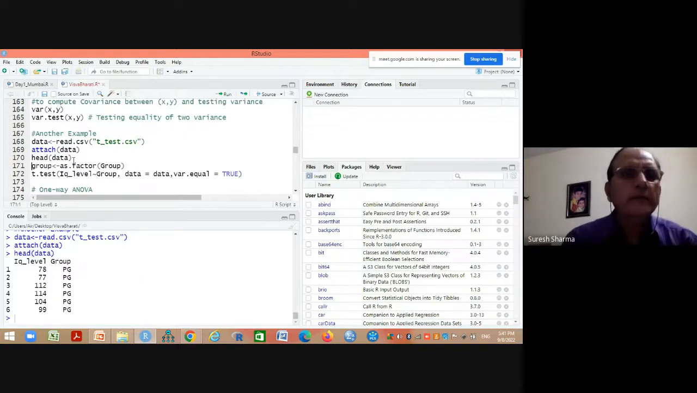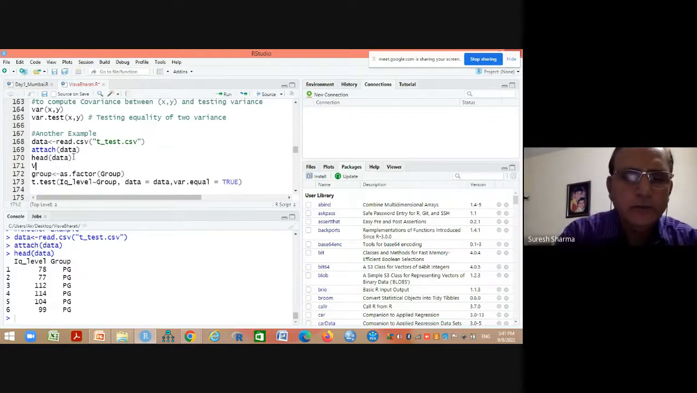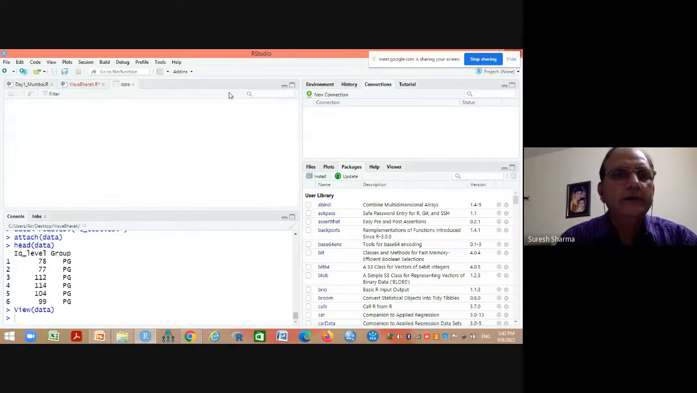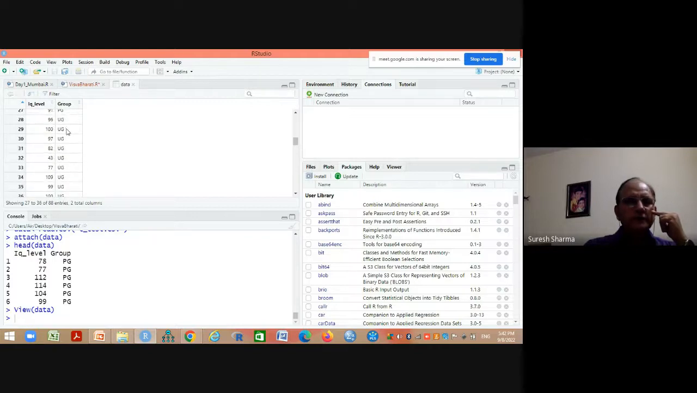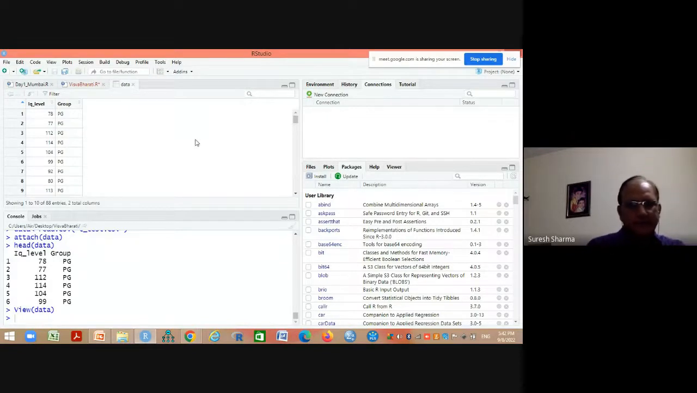Okay. Let me go through another one. View data. If you view the data, I'll then explain it better. Now look at this. There are two types of groups. One is the PG group, another is the UG group. And these are their IQ levels. The problem is like this. UG and PG are the two independent groups. Please try to understand the problem.